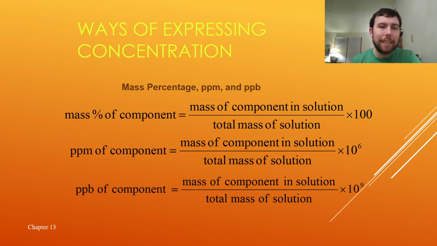While they exist, they're not something that we use very often in chemistry. Like I mentioned, ppm and ppb are very common in terms of environmental science. When you start looking at water quality or soil quality or air quality, you're going to start looking at things in terms of parts per million or parts per billion, right?